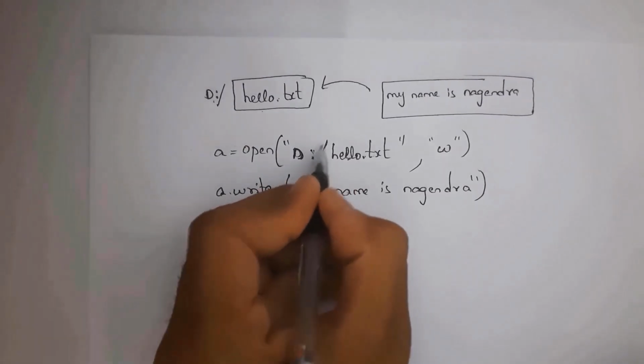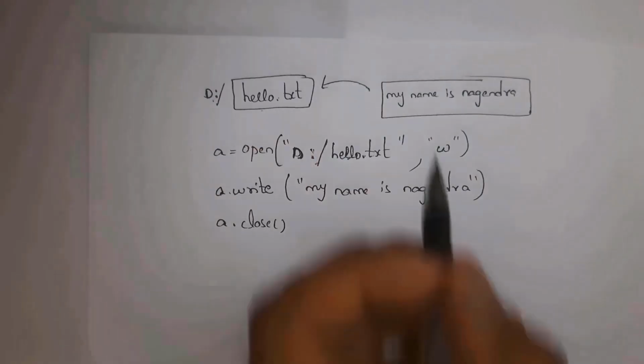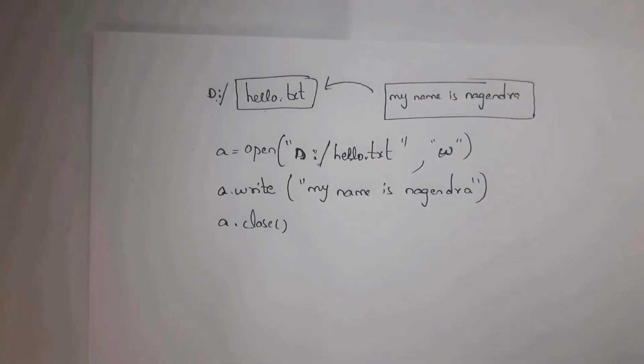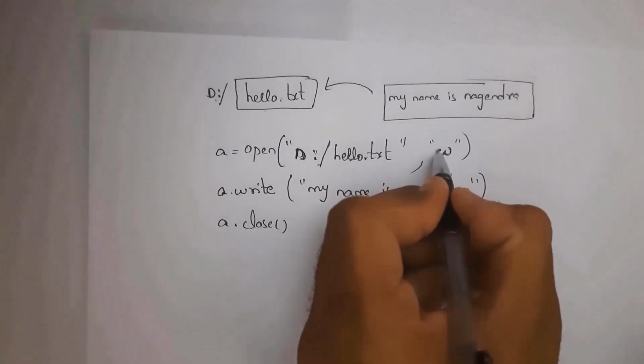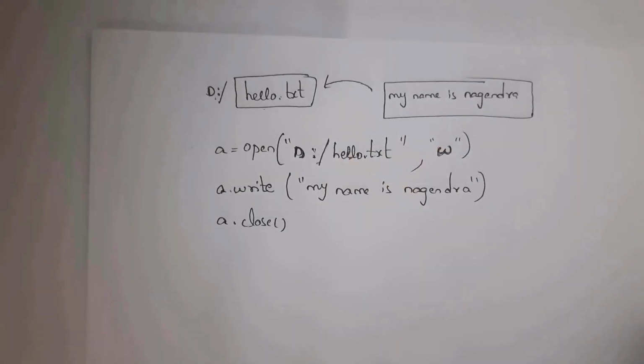So write here d colon, hello.txt in double quotations. This is my file. I want to add the text "My name is Nagendra" into my file hello.txt. By using write mode, we can add text. So open this file in write mode and take this in double quotations. We open this file in write mode. And next, I want to add the text "My name is Nagendra." By using the write method, we can add any text.